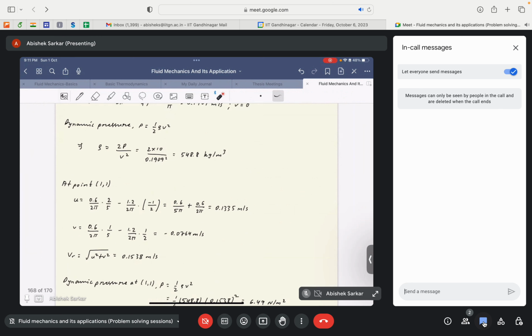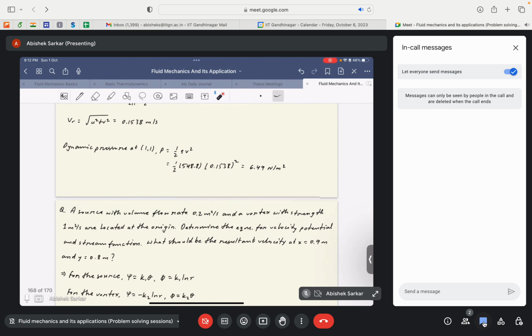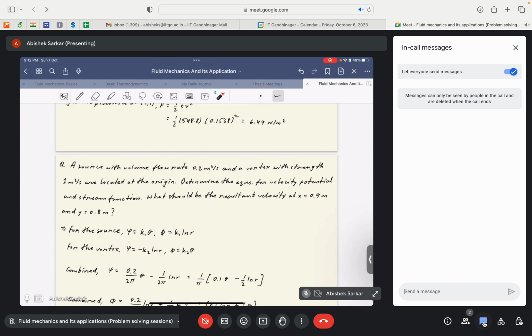Then, since we need to find the dynamic pressure, just substitute the value of V in this expression, and rho is already known now. So we get dynamic pressure at point 1 and 1 is equal to half into 548.8 into 0.153 whole square. So we get that dynamic pressure at point 1 and 1 is equal to 6.49 Newton per meter square. Okay, so there's one more question, it's again not that complicated, so I hope we can deal with this.